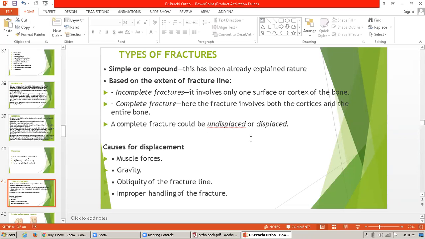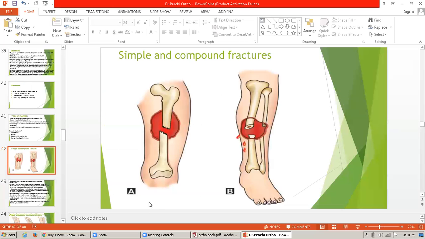could be undisplaced or displaced. So, a complete fracture may be displaced or undisplaced. Then the causes for the displacement: first one is the muscle forces, then gravity, then obliquity of the fracture line and improper handling of the fracture. So the causes for displacement of the bone are muscle forces, gravity, obliquity of the fracture line and improper handling of the fractures, which lead to the displacement of the bone.